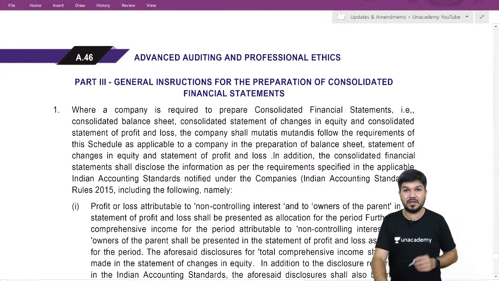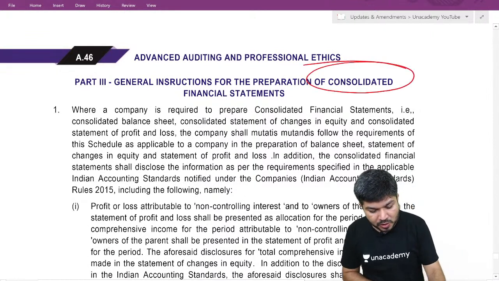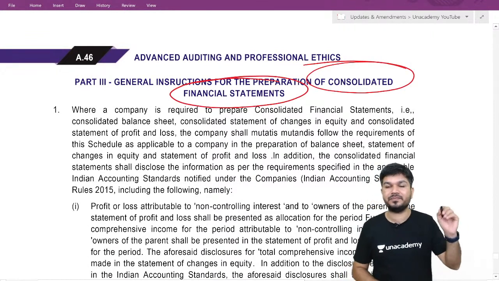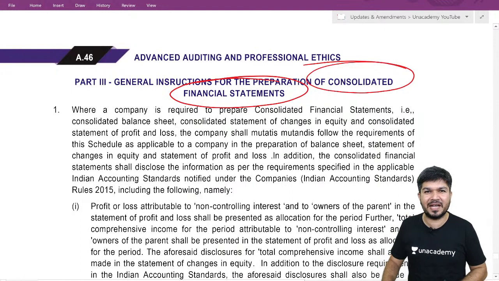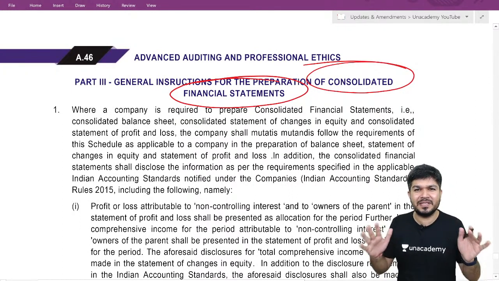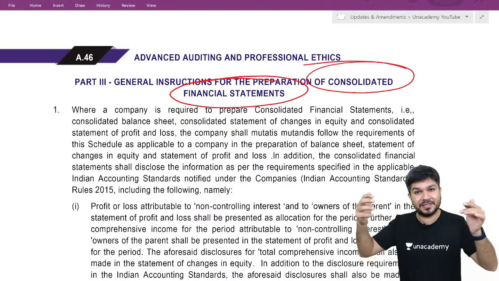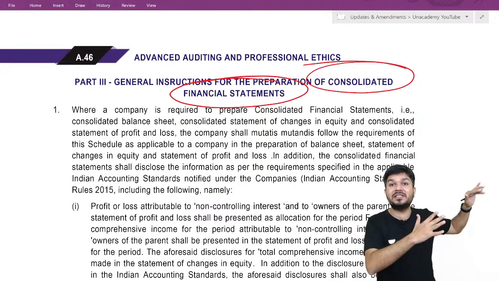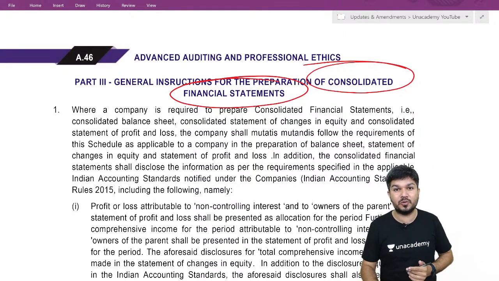Sitting fees will come under other expense. Now, how do I prepare a consolidated financial statement? In your consolidated financial statement, even though you hold 70%, you will add 100% assets and liabilities. The opposite side will be NCI, non-controlling interest.